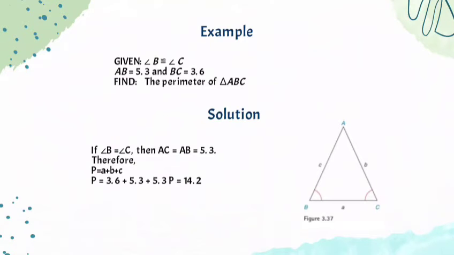Example 5: given angle B equals angle C, AB equals 5.3, and BC equals 3.6, find the perimeter of triangle ABC. Solution: if angle B is congruent to angle C, then AC equals AB equals 5.3. Therefore P equals A plus B plus C, P equals 3.6 plus 5.3 plus 5.3, P equals 14.2.